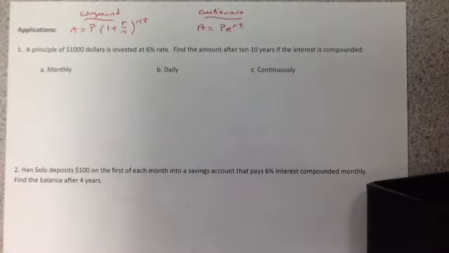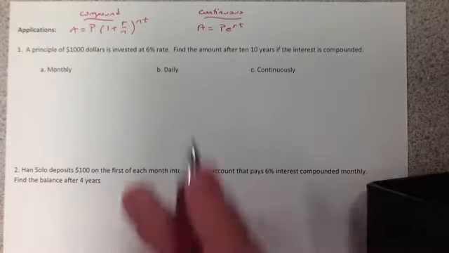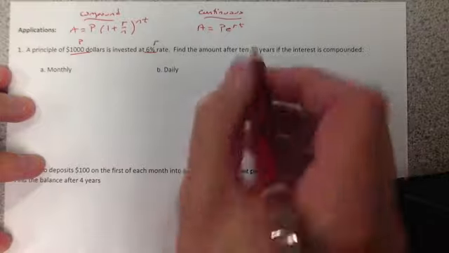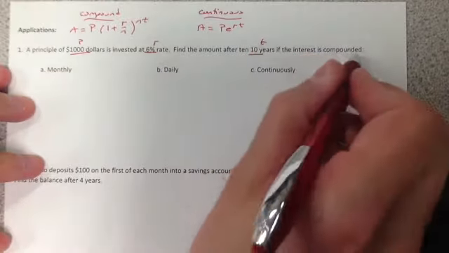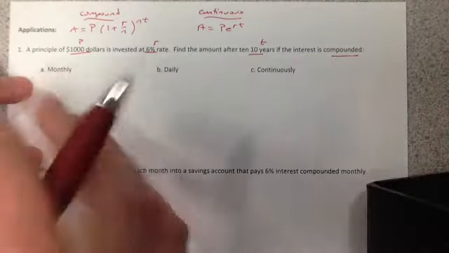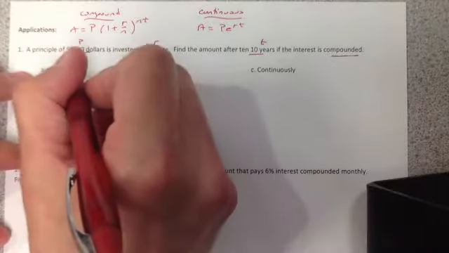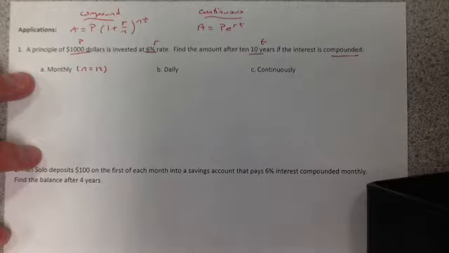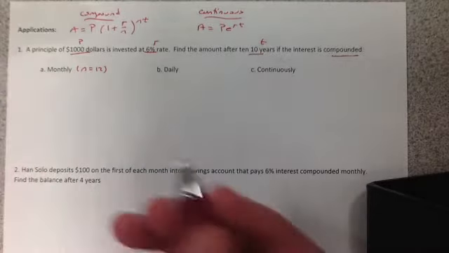A principal of $1,000 is invested at a 6% rate. So they gave us the principal and the rate. Find the amount after 10 years, so they give us T, if compounded monthly. That tells me N is 12. Remember, N is the number of compounding computations per year.